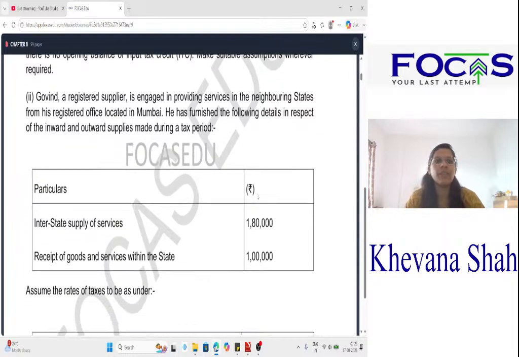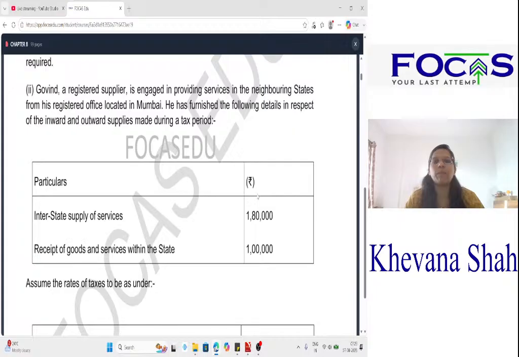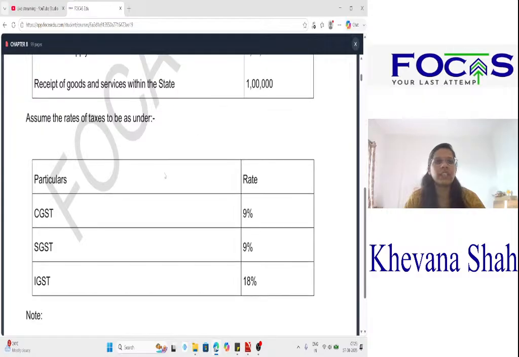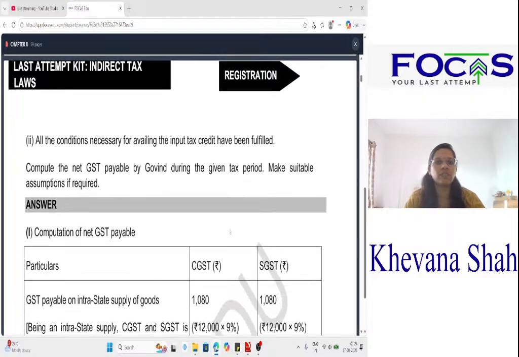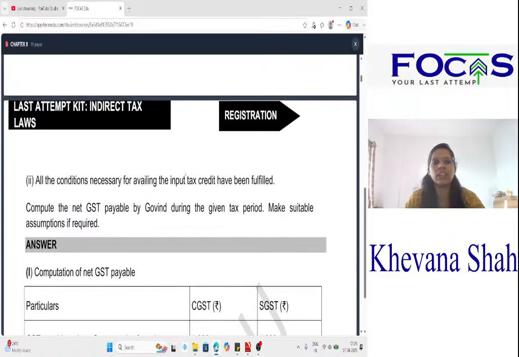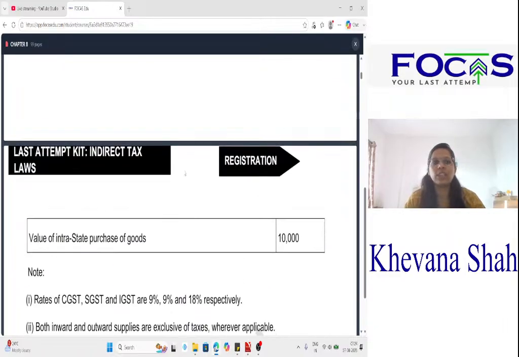And Govind, a registered supplier, is engaged in providing services in the neighboring states from his registered office located in Mumbai. He has furnished the following details. So we have other details and we are given the rates. Compute the net GST payable by Govind during the tax period and make suitable assumptions if necessary. So please calculate this question.